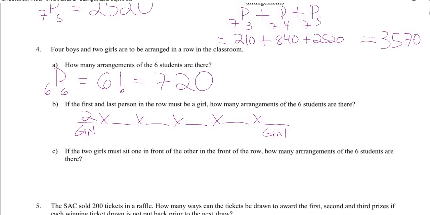All right, we got to deal with the restrictions. So how many girls do I have to choose from to go at the end? There's only 1 left. How many boys do I have to choose from to go here? And then. So that's going to give us 48 different arrangements.